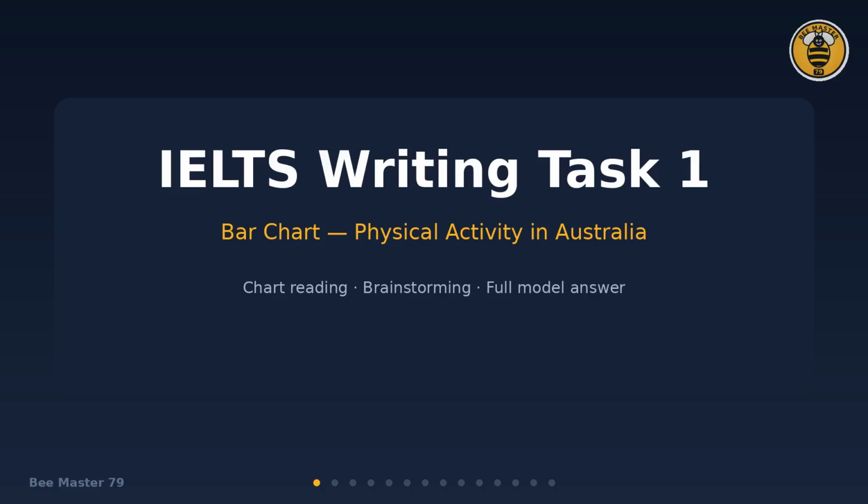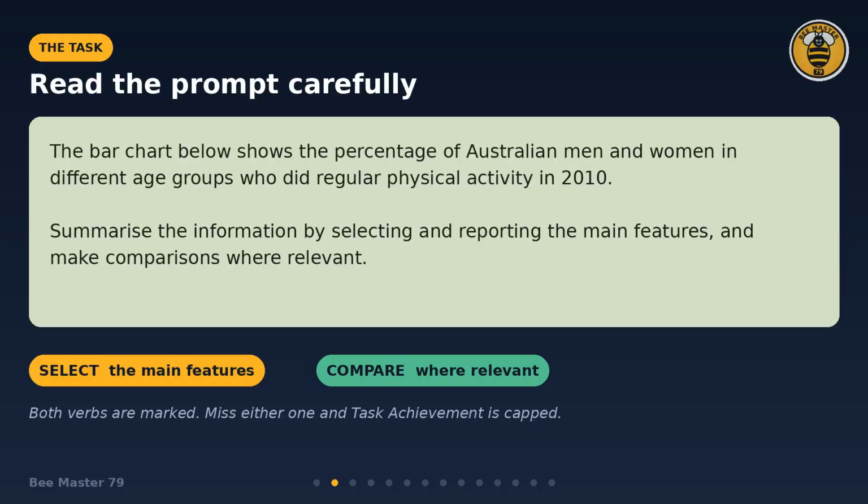In this lesson, we take one real IELTS Writing Task 1 bar chart from the first look at the data through the brainstorming all the way to a complete model answer. Here is the task. The bar chart below shows the percentage of Australian men and women in different age groups who did regular physical activity in 2010. Summarize the information by selecting and reporting the main features and make comparisons where relevant.